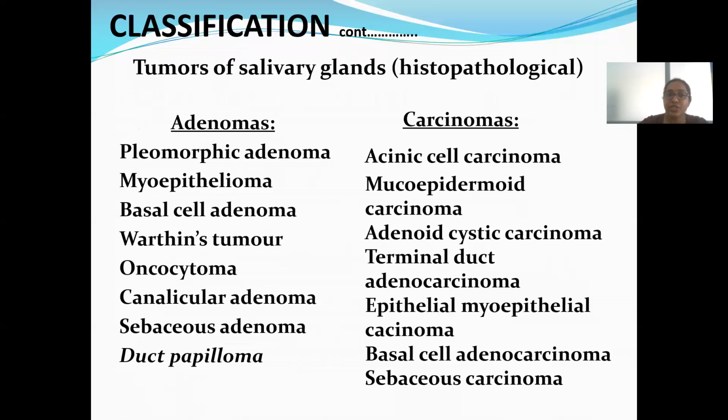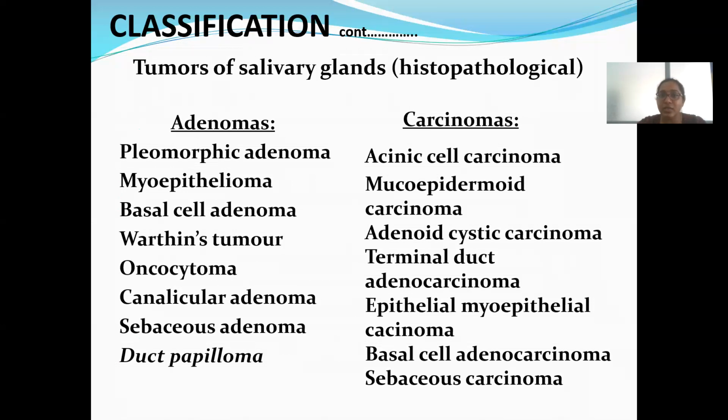Coming to the other classification, that is your tumors. This is a histopathological classification. In the tumors, we have adenomas and carcinomas. Adenomas are benign tumors of your salivary glands. Carcinomas are malignant tumors of your salivary glands. You have n number of diseases in that. The most important adenoma is pleomorphic adenoma, and the most important carcinomas are acinic cell carcinoma and mucoepidermoid carcinoma.